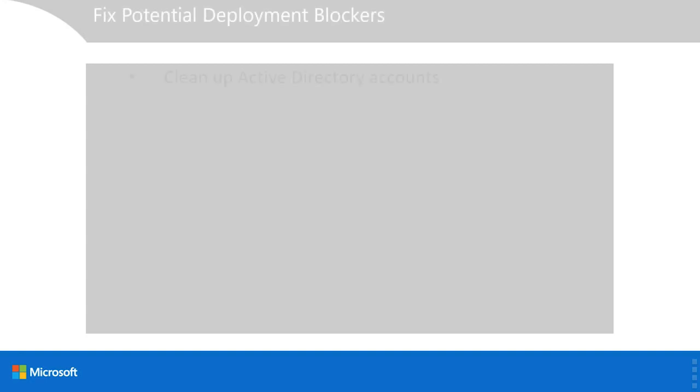Of course, lots of things can go wrong with any deployment, but a number of common sense steps include things like cleaning up Active Directory accounts. For example, the rules for on-prem Active Directory are slightly different from the ones for Azure AD. So you should use a tool like IdFix, for example, to audit your on-prem user directory. We'll have a demo of that a little bit later in the course.